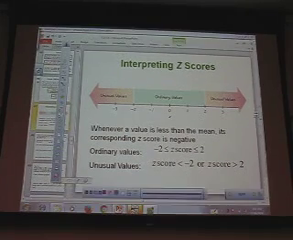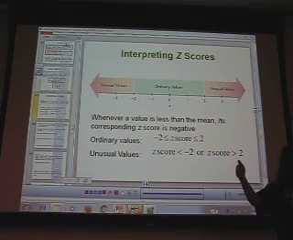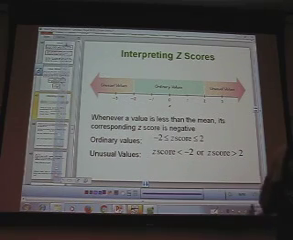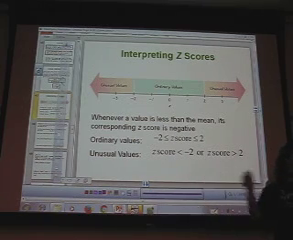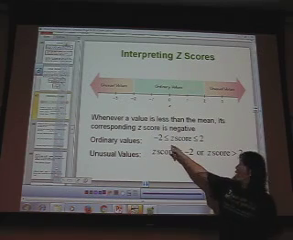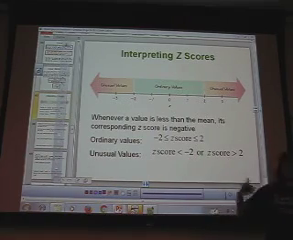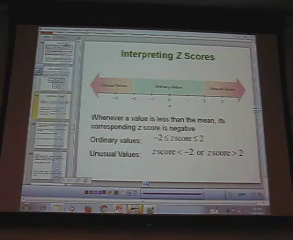Let's interpret them a little bit. Remember, our typical values are within 2 standard deviations of the mean. So here's my mean. Go 2 standard deviations this way, 2 standard deviations that way. Those are my usual values. So a z-score that's less than -2 or greater than 2 would be unusual. The usual values will have a z-score between -2 and +2. The unusual ones will have a z-score less than -2 or greater than +2. That just falls straight from the empirical rule. Usual, unusual.